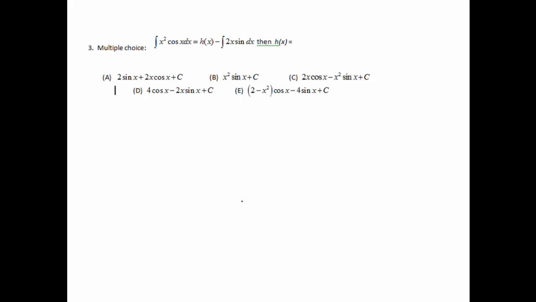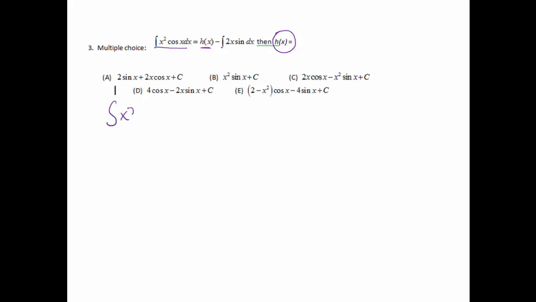And there we go. All right, number 3, multiple choice. The integral of x squared cosine dx equals h of x minus the integral of 2x sine of x dx. We want to find out what h of x will be. Even though this looks like a weirdly worded problem, from looking at the integral, it is going to be integration by parts, so that is what I'm going to do.